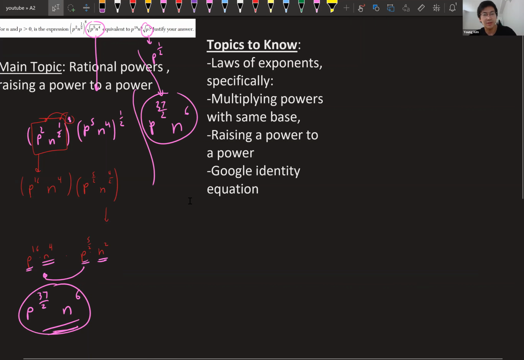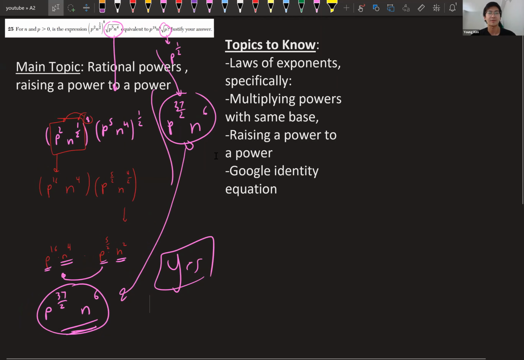Okay. So because these are the same, we say that the answer is yes, they are. And oftentimes in the Regents, when they ask you to justify, this math work suffices. Okay, but if you want to explain, saying all of this extra stuff that I said, then that's fine too.